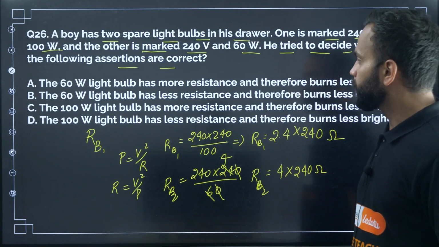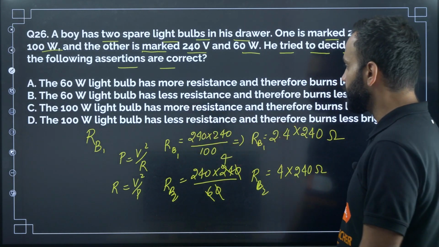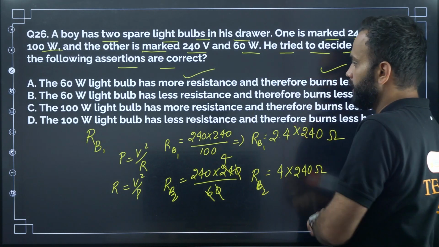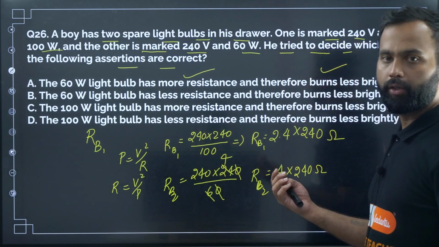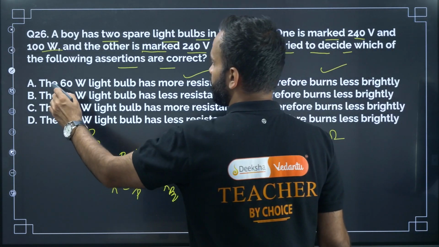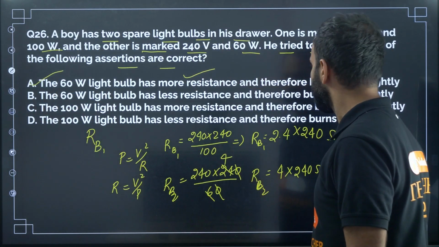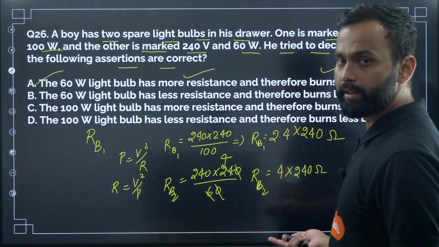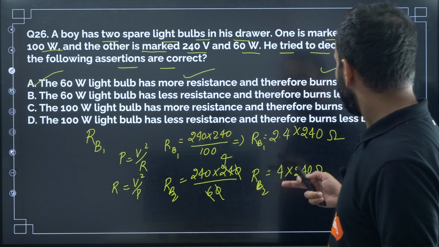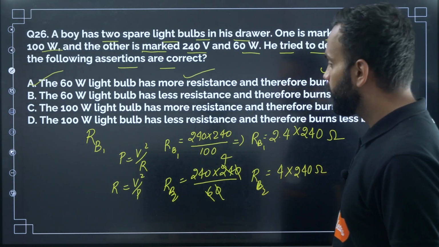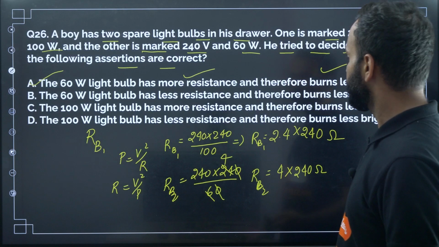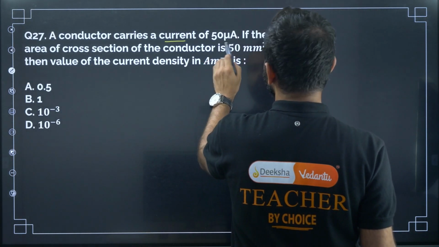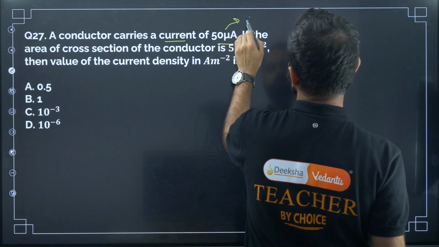So the resistance of the second bulb is more. So the 60 watt bulb has more resistance, correct? And therefore burns less brightly. This one is also correct. If the resistance is more, then it glows less brightly. So the correct option is A. The 100 watt bulb has lesser resistance compared to the second bulb, the 60 watt bulb, so it glows more brightly. Question number 27. A conductor carries current of 50 microampere, I equal to 50 microampere.